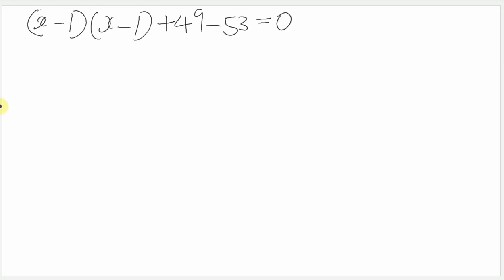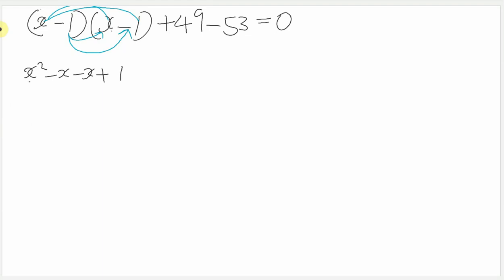So you will have (x minus 1), and then you expand it to be (x minus 1) multiplied by (x minus 1), and then you have plus 49 minus 53, which is equal to 0. Then you apply FOIL, something that you learned in the first term of your school. You FOIL like that, and this means you are multiplying two brackets. So you will have x squared minus x plus 1.